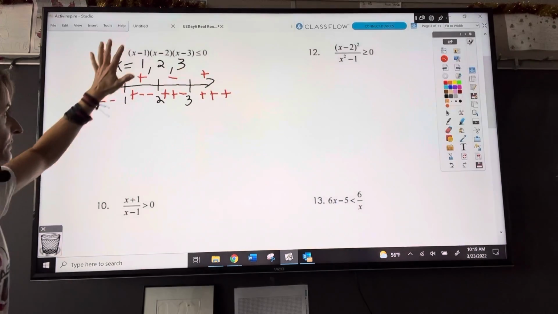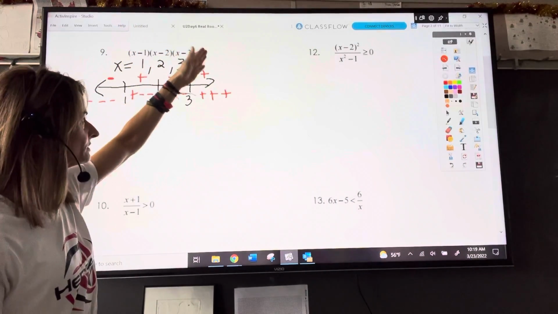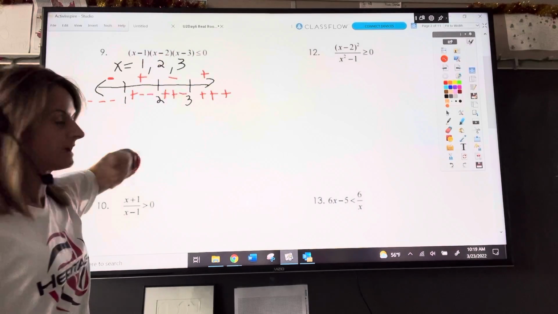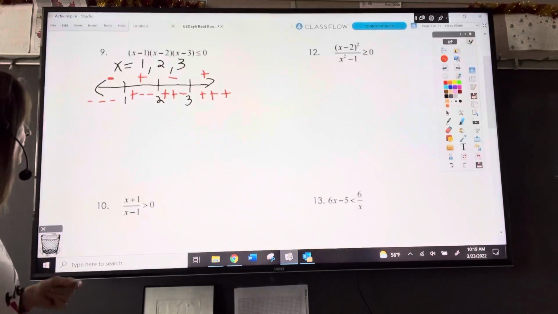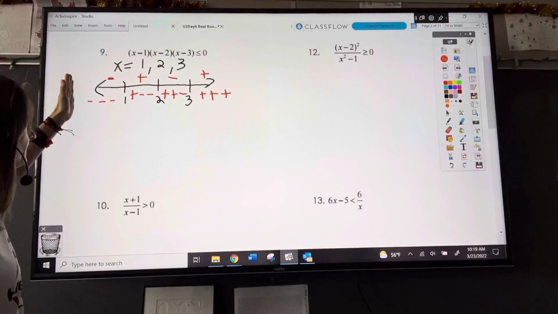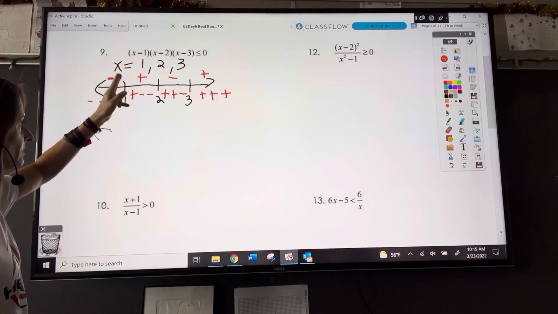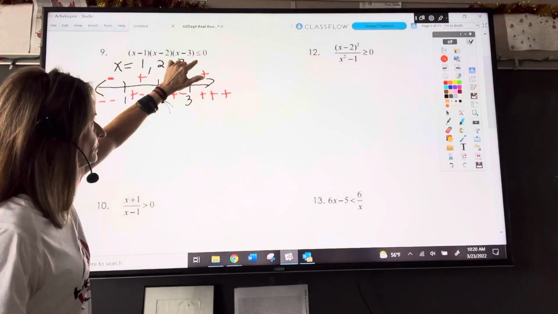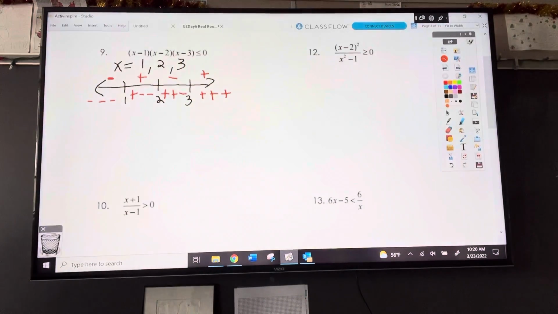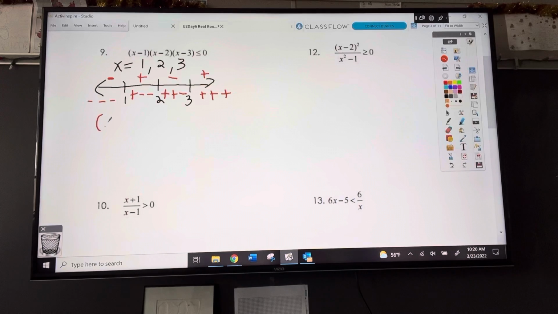So now we look at what we have. We're trying to find the intervals where the graph of the function is less than or equal to 0, where the y values are below the x-axis, and also including 0, because it says less than or equal to 0. So we need from negative infinity up to 1, and including 1, because the graph at 1 is 0. So from negative infinity up to and including 1, hard bracket, in union with from 2 to 3.